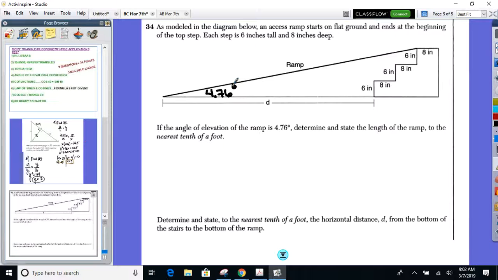Ready? Length of the ramp. There it is. Does anybody see the right triangle we're going to work with? Hey, it's not this whole diagram, because look where the ramp ends. Right there. So we're actually going to work with this right triangle. Everyone see that? All right. I can't work with the entire thing, because finding the hypotenuse would be more than the ramp's length.